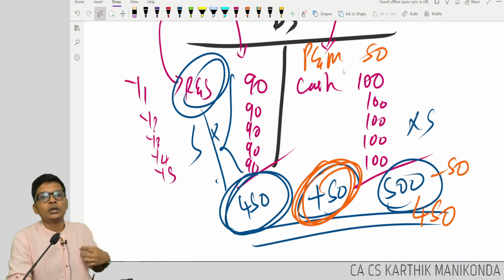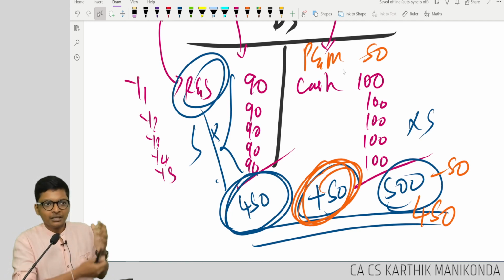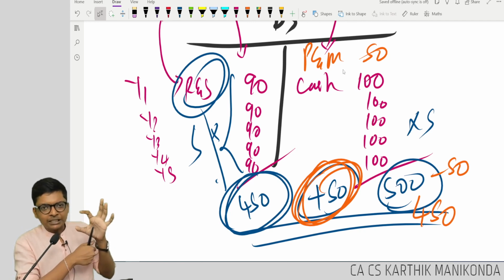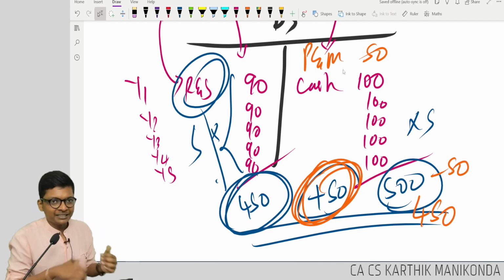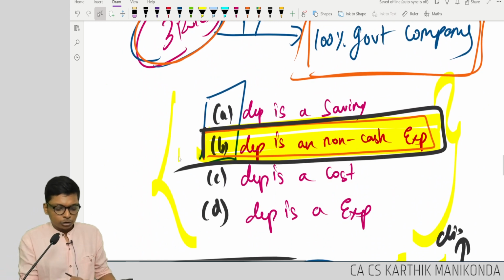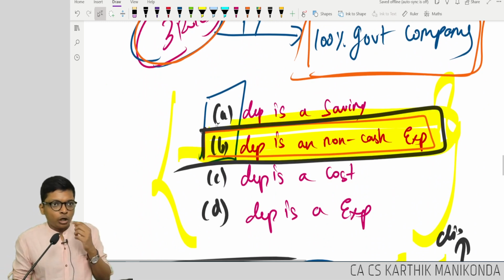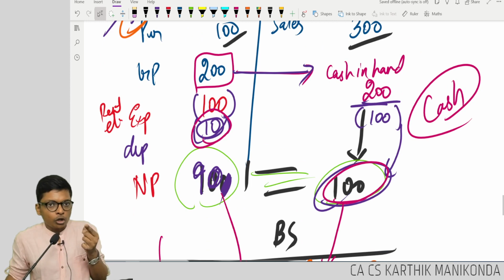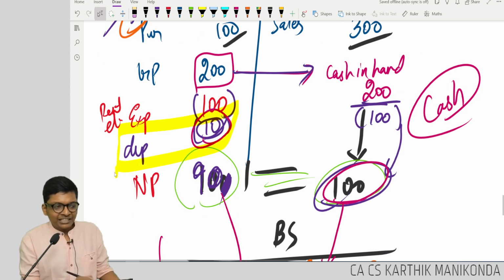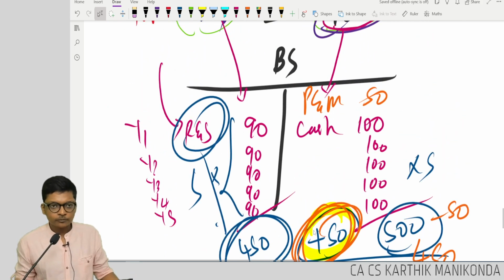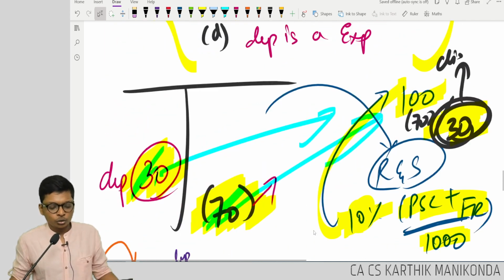Go back to school days, those who are watching. Purpose of depreciation, go back to the foundation, depreciation chapter. Objective of providing depreciation: depreciation is provided for wear and tear, that is a non-cash expense. Depreciation also is provided for replacement of assets. So in this example, without your knowledge, by providing a non-cash expense over 5 years, you ended up saving how much? 50.